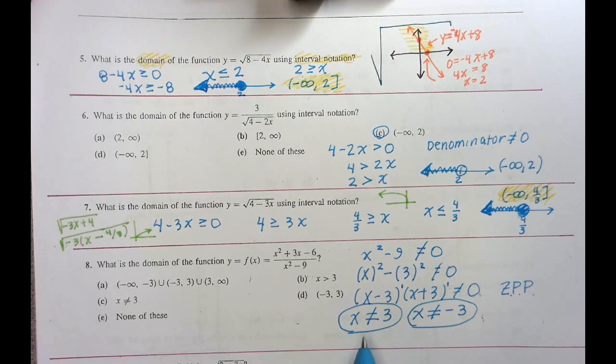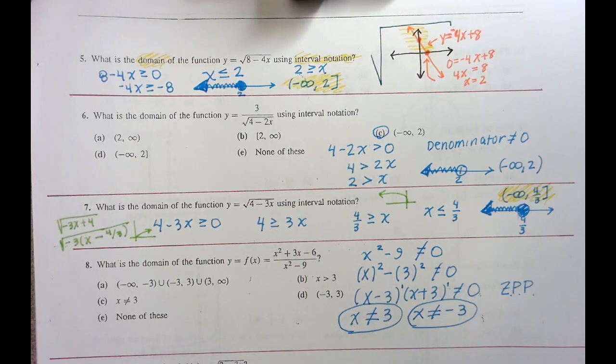Maybe one is off limits because there's an infinite discontinuity there. A vertical asymptote is known as an infinite discontinuity. Maybe the other one is off limits because there's a removable discontinuity there. A removable discontinuity can be removed from the function by reducing the rational expression by removing a common factor.